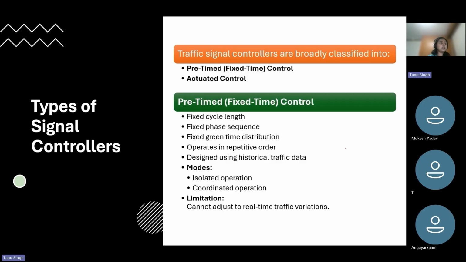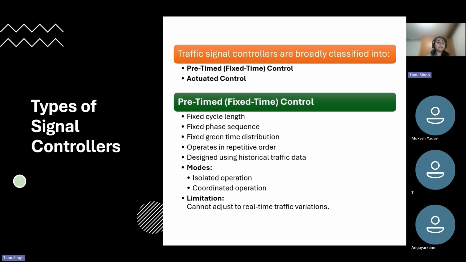They are mainly classified into two categories. One is pre-timed or fixed control, and the second one is actuated control. In pre-timed control, everything is fixed. The cycle length is fixed, the phase sequence is fixed, and the green time distribution is also fixed. So the signal operates in a repetitive order. These timings are mainly designed using historical data collected during the peak hours.